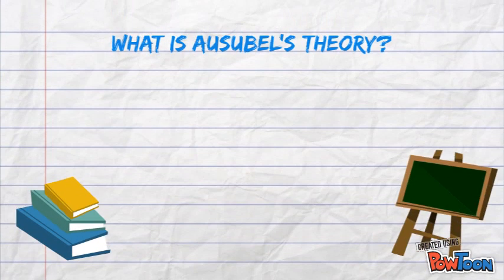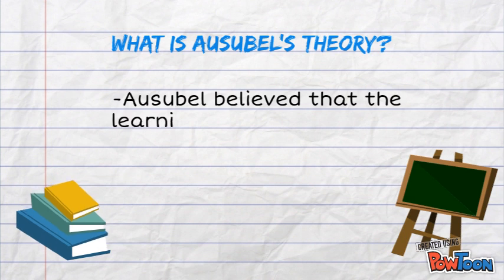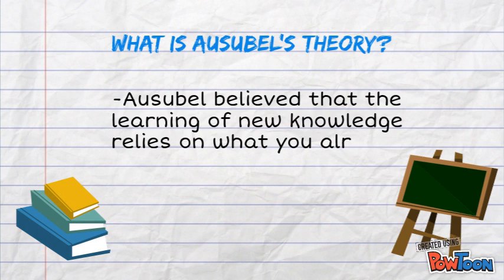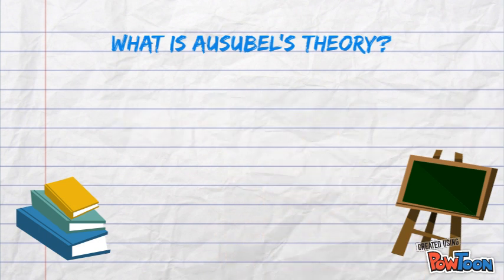David Ausubel was an American psychologist who believed that in order to learn new knowledge, it must build on information you already know. He believed that understanding concepts, principles, and ideas are achieved through deductive reasoning. Likewise, he believed in the idea of meaningful learning as opposed to rote memorization.